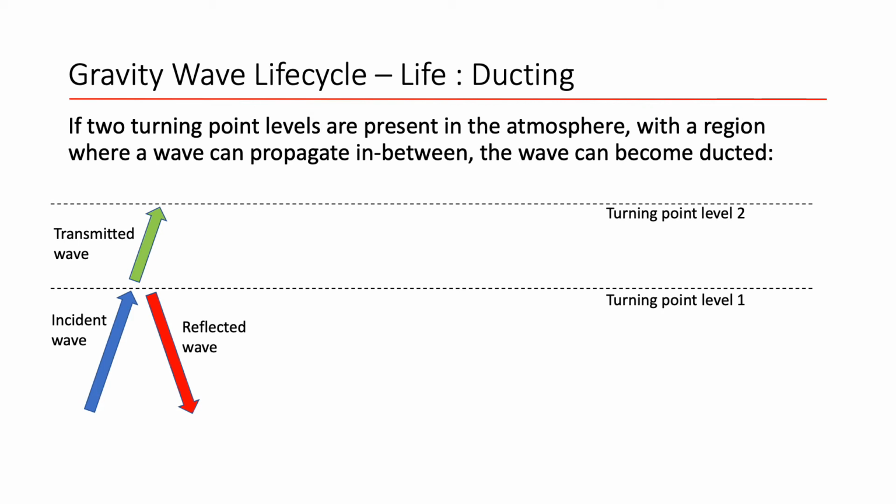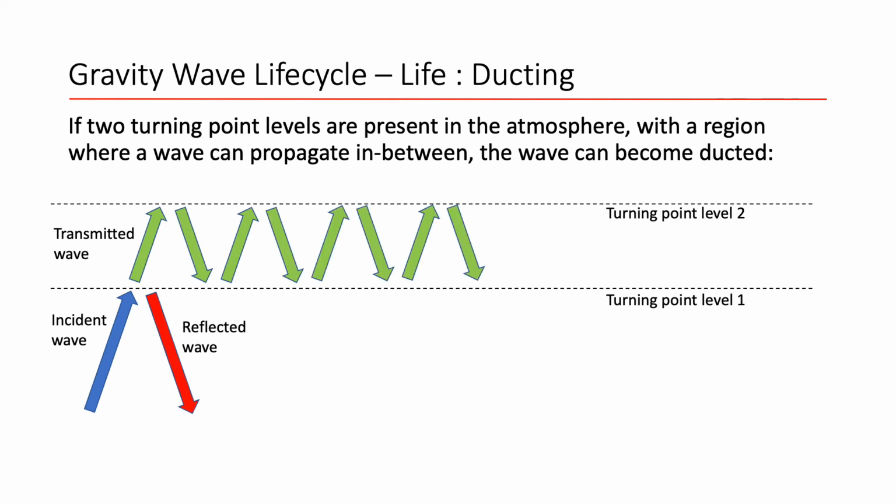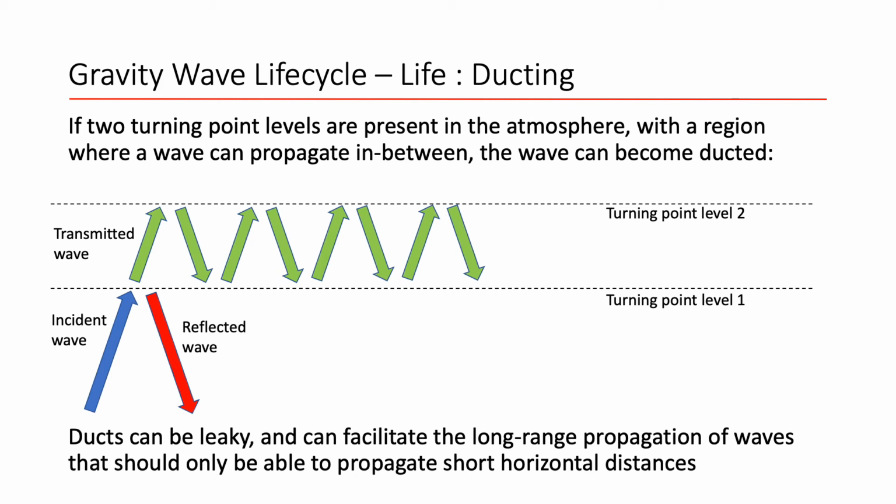But as that transmitted wave hits the second turning point level, it will be reflected again and then will bounce off the first turning point level, and you'll get this trapped wave which just bounces between these two turning point levels. And what that actually allows for is the facilitation of long-range propagation of waves that normally would not be able to propagate large horizontal distances.